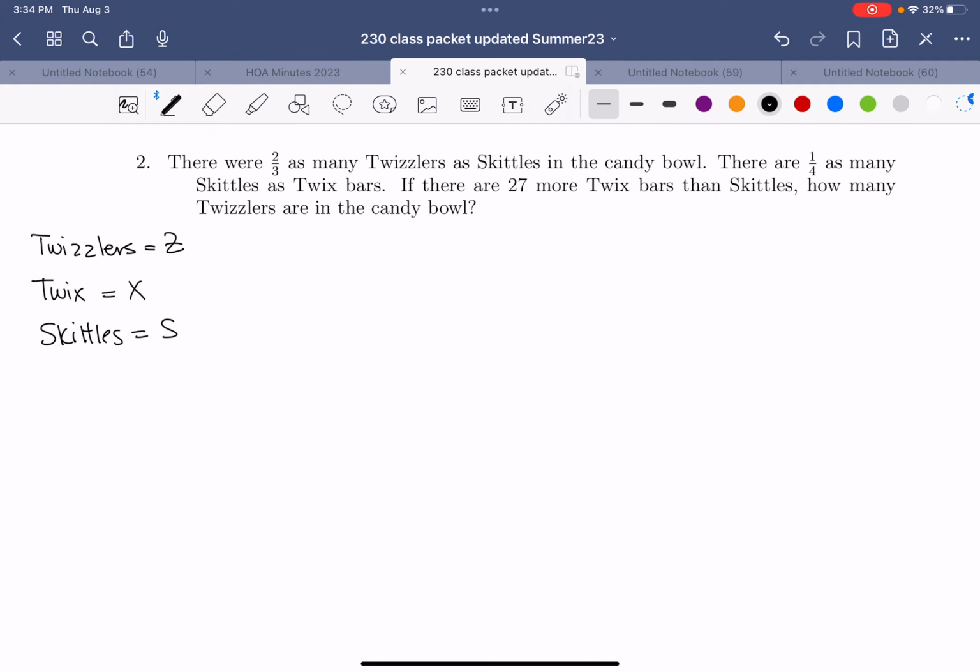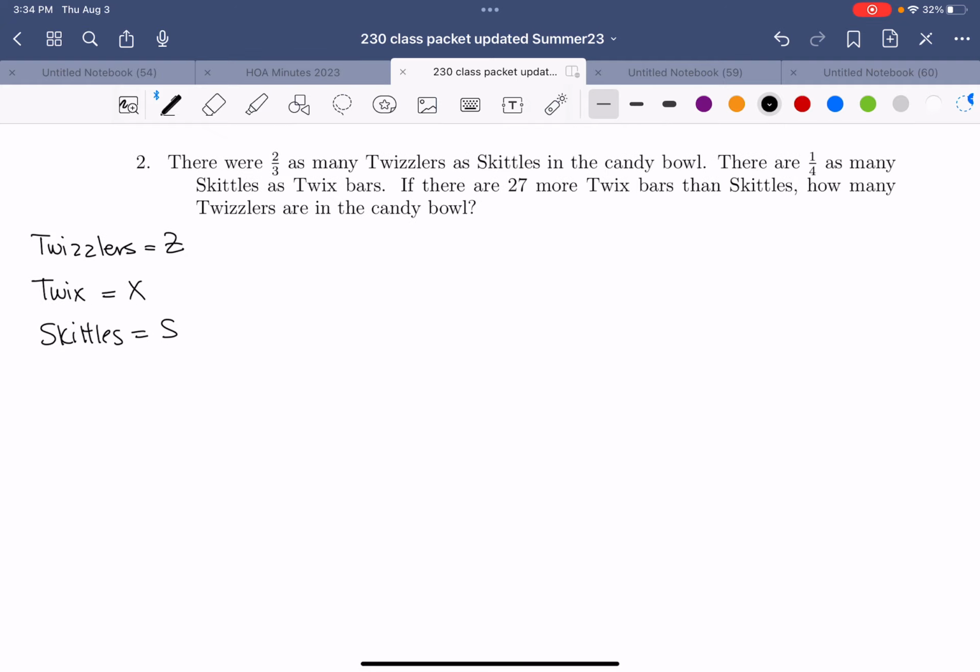Okay, so I'm picking out that 2/3. And that's Twizzlers, which is my Z, so I put that on the left. Skittles, which is my S, on the right, and the equal sign goes before my ratio. Okay, so Z is 2/3 S. Next, there are 1/4 as many Skittles as Twix. So Skittles in the front, Twix is my X in the back, equal sign before the ratio.